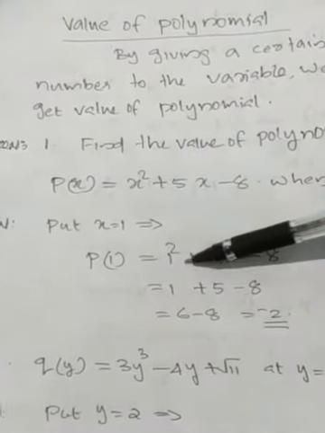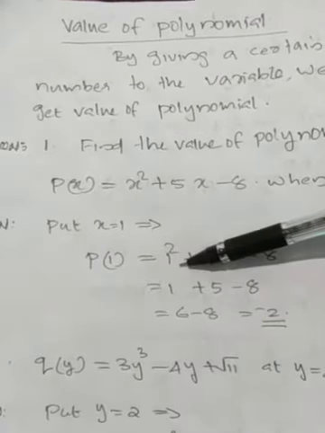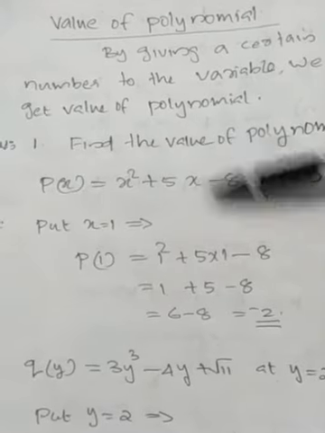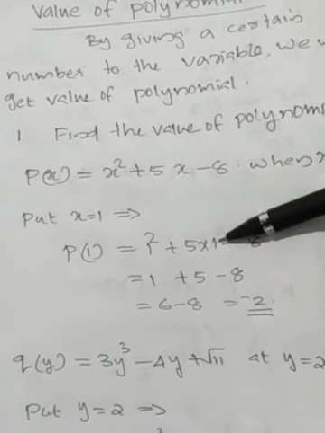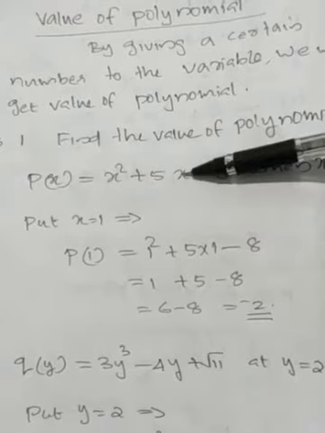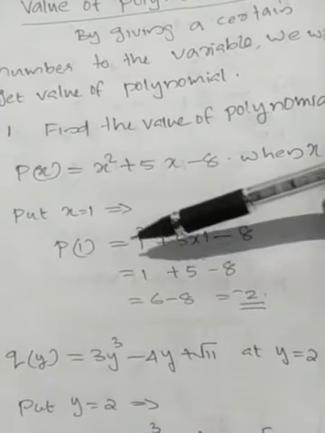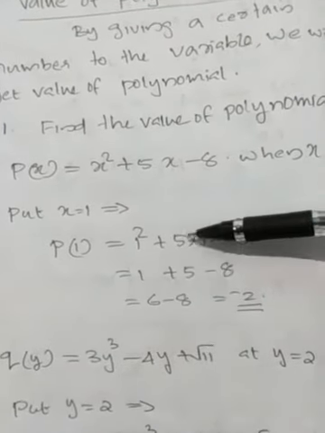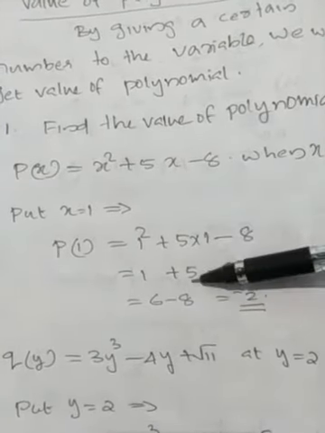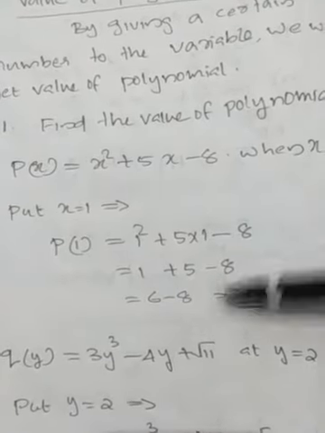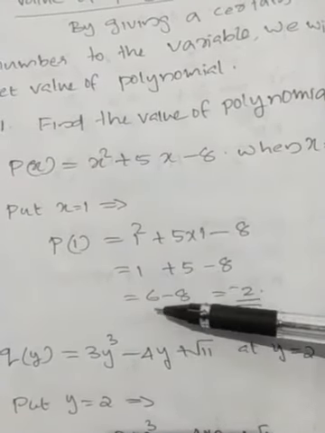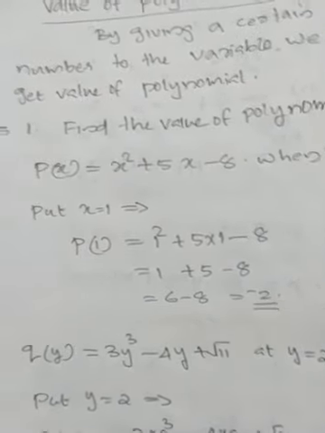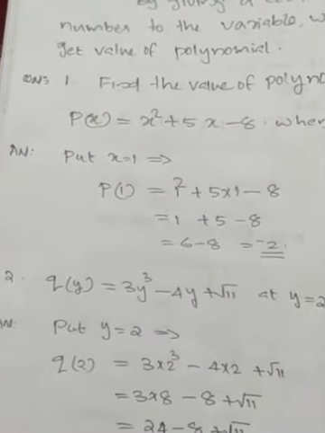So p of 1 equal to x square becomes 1 square, plus 5 into x becomes 5 into 1, because we are giving 1 for x, and minus 8. This step is over. Then 1 square becomes 1, plus 5 into 1 becomes 5, and minus 8 is here. So adding 5 plus 1 becomes 6. 6 minus 8 is minus 2. Okay, got it.